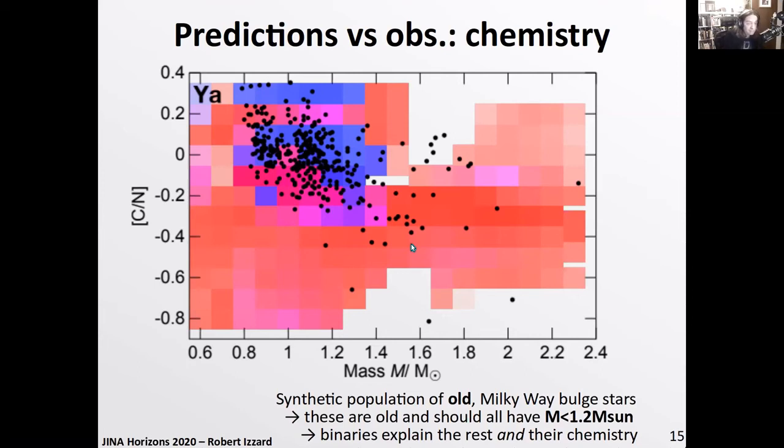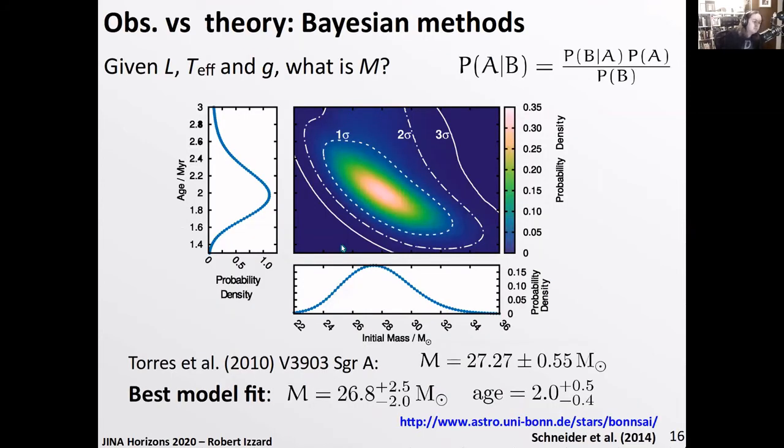So we can compare to observations, but I have to say, just comparing by eye, this kind of thing is not the way we want to do it in the future. We already use Bayesian type methods to compare observations to models. We can do it 1 star at a time. For example, this is the Bonsai code. There are others.